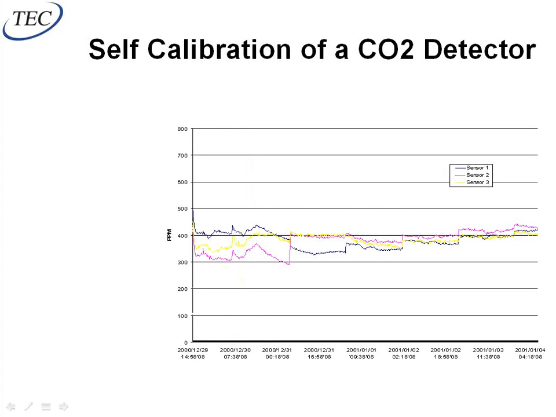So what that looks like here, this is 3 sensors, red, yellow, and whatever color that is, purple, over the course of 4 or 5 days. They started out apart from each other, they drifted apart, and then they end up recalibrating themselves to basically read the same 425 parts per million.